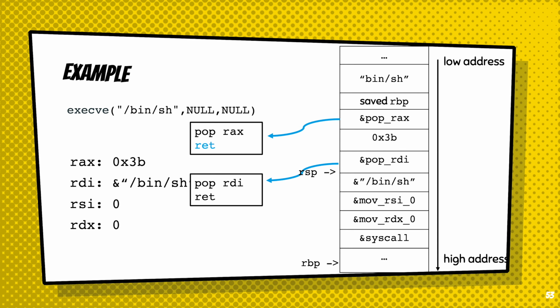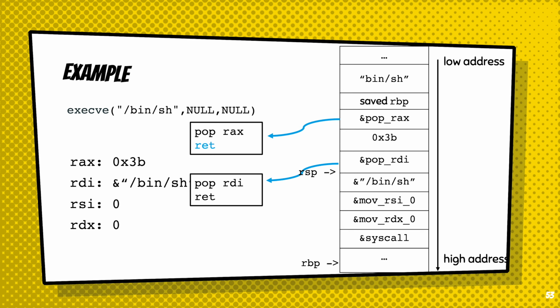And similarly, we can continue executing to the next gadget, which will set RSI to 0, and another one which will set RDX to 0. In the end, we will jump to the gadget that will invoke the system call, and by the time that the system call is invoked, those registers will have been assigned with the proper value.